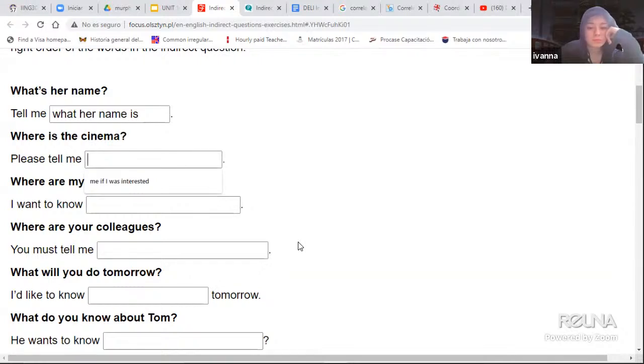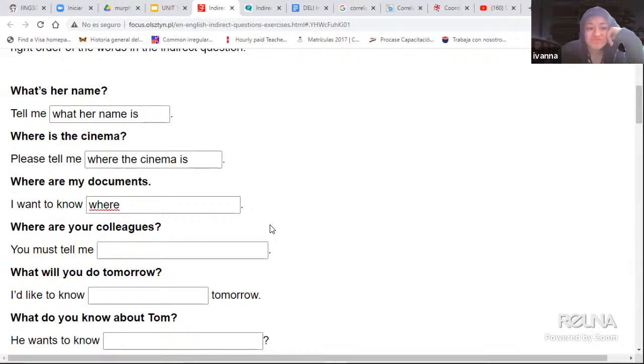Fabian, where the cinema is. Exactly. There you go. So you can use the same question word, and then you change the order where the cinema is. Perfect. That's the idea. Next, where are my documents? I want to know where my documents are. Perfect. Good job, Ivana. Excellent.